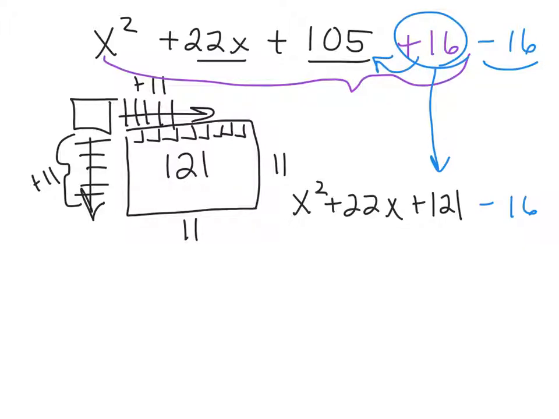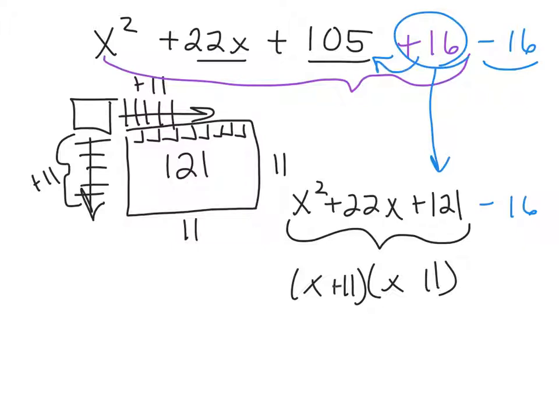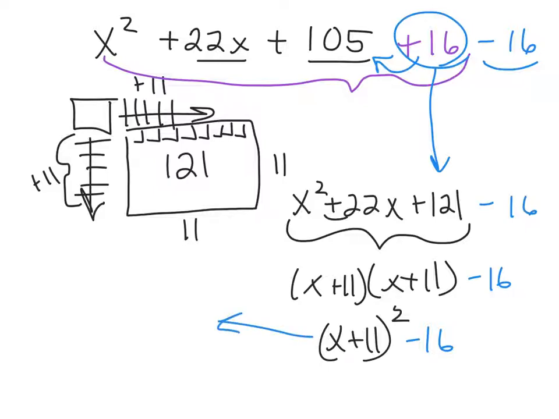Okay, now that we have that, we can find the perfect binomial square right here because we recognize that we have 121, its factors are 11 and 11, and when we add them up, it's 22, and it's a positive because this term is a positive. So we have x plus 11 squared. Now we can't forget to write that minus 16 here. And so now we can tell what our vertex is. Our vertex is just going to be -11, -16.